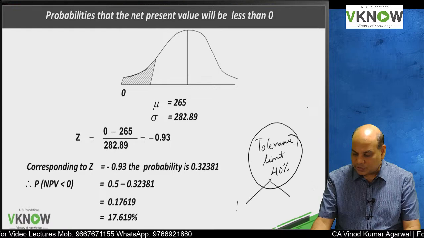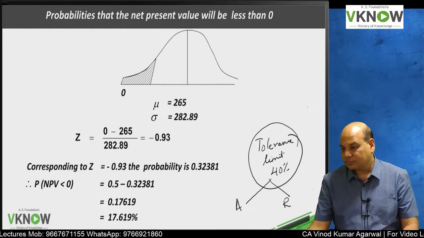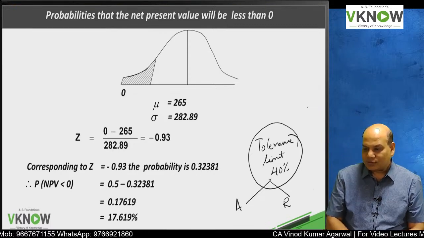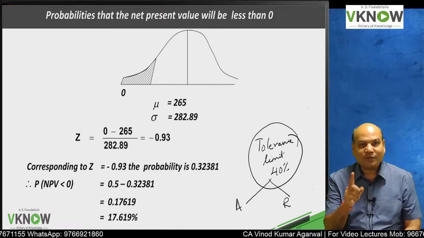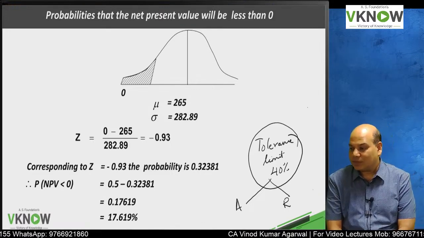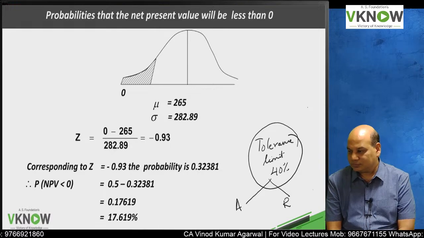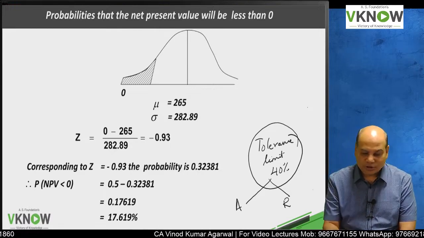My question is same. If you apply normal distribution and compute probability, which comes to 17.62%, would you accept the project? Please reply fast. A or R, accept or reject? Accept the project. Very good.